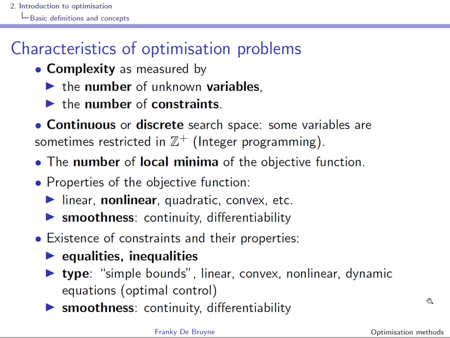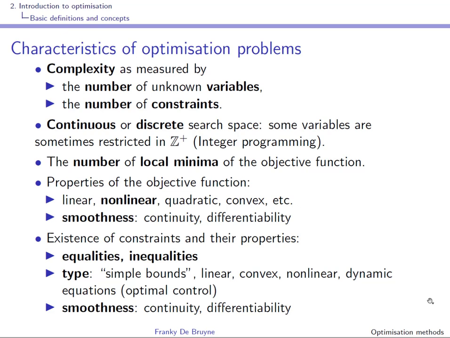The difficulty of the optimization problem depends on the properties of the objective function. So the number of local minima, is the function linear or nonlinear? If the function is nonlinear, is it quadratic, convex? And of course it also depends on the smoothness of the objective function. This means, is it continuous? Is it differentiable?